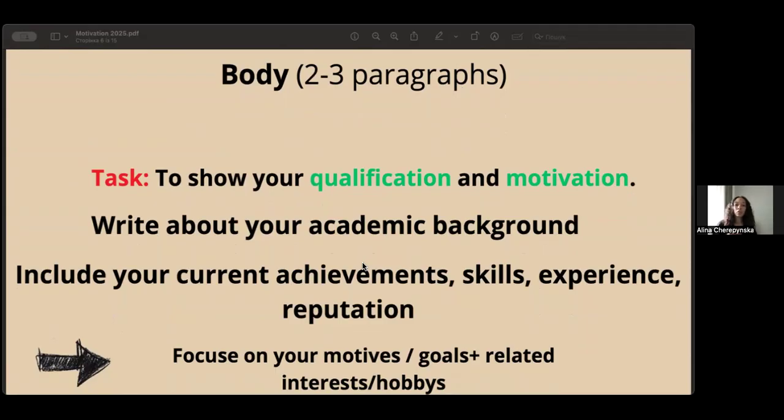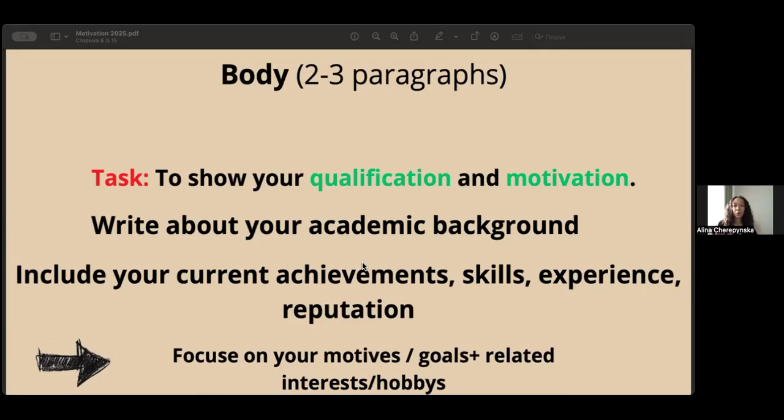The main task of the body paragraph is to show your qualification and once again your motivation. So motivation is the key element that you're going to return to and emphasize all the time in your writing. Qualifications are about your academic success, your experience, educational experience, as well as, if you want to mention working experience, let it be.